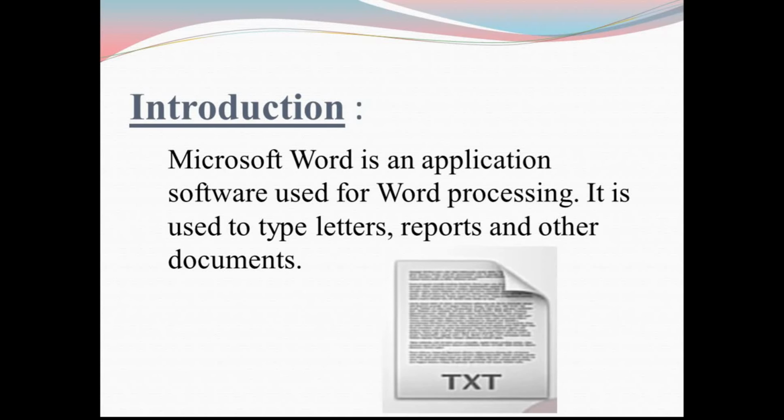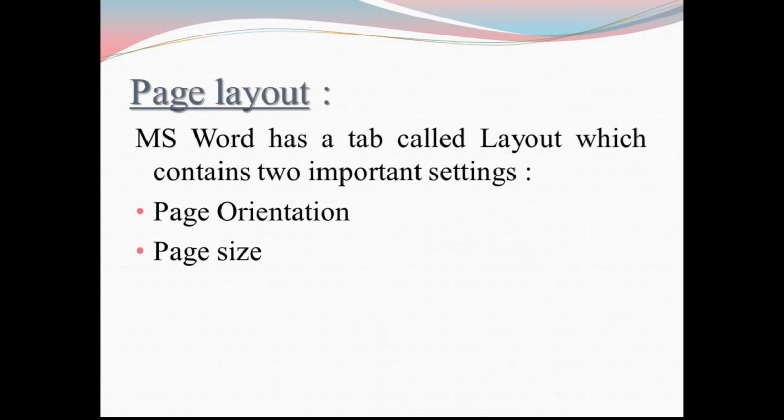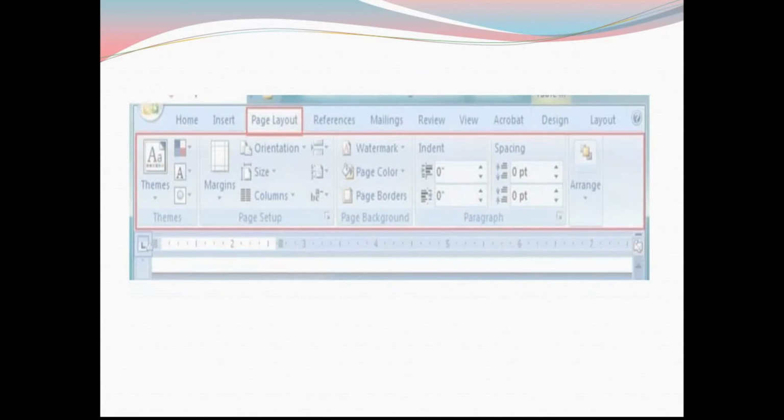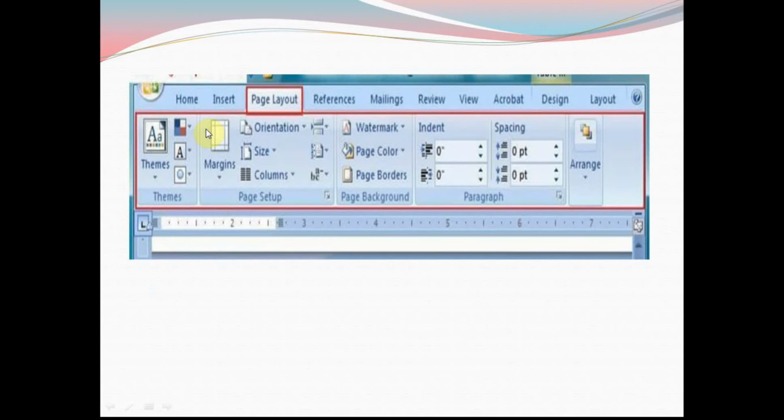Next, we will discuss page layout. Page layout is the term used to describe how the pages of our document will appear when it is printed. It includes elements like margins, number of columns, how headers and footers will appear, and many more. It has two settings: page orientation and page size. Let's discuss them. So the page layout has orientation and size options.